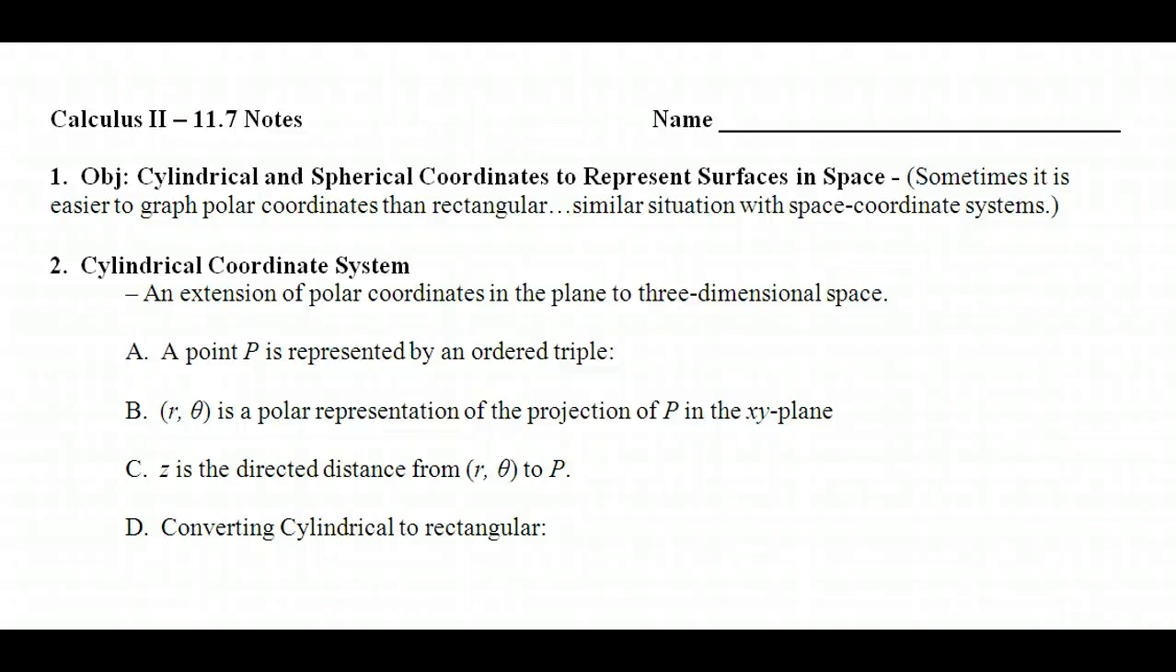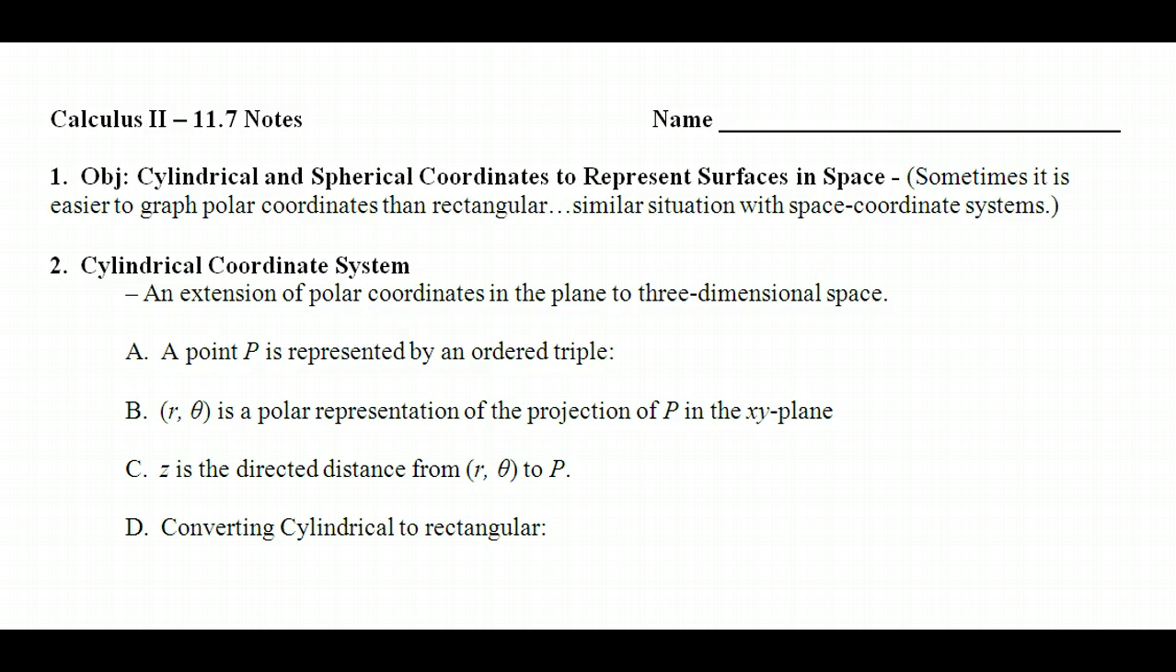Well, finally made it to the last section, section 11.7. And really, this entire section is mainly conversions. We're going to look at cylindrical and spherical coordinates to represent surfaces in space. Sometimes it's easier to graph polar coordinates than rectangular, and it's a similar situation with space coordinate systems. So that's what we're going to look at, and it's really a lot of conversions going between rectangular, cylindrical, and spherical.